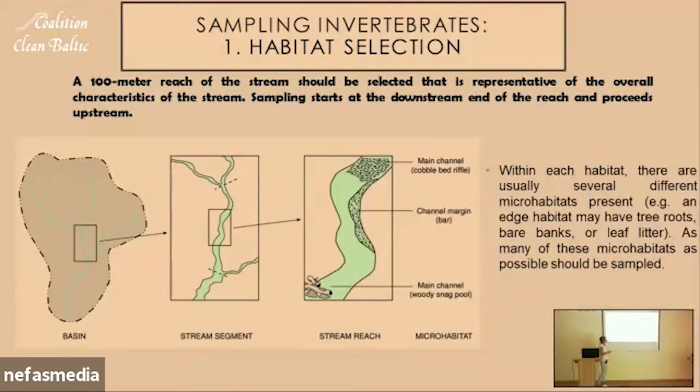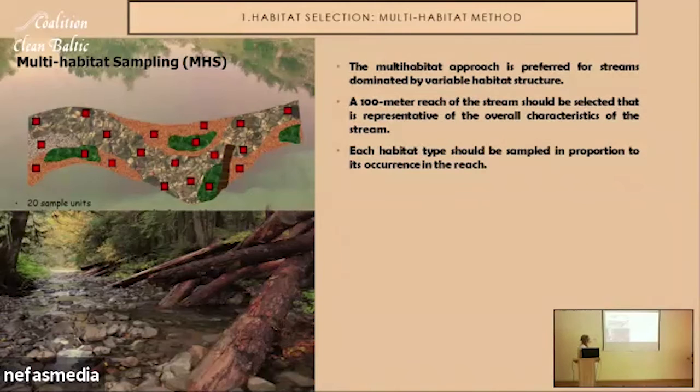Usually, it is recommended to choose a stream segment 100 meters long, and if this segment has diverse habitats, you need to choose a specific number of samples in these habitats. For example, if you have a stream which contains various multi-habitats, you need to choose samples in each habitat within the distance of 100 meters, and the number of samples should be selected in proportion to the habitat which occurs in this segment of the stream.